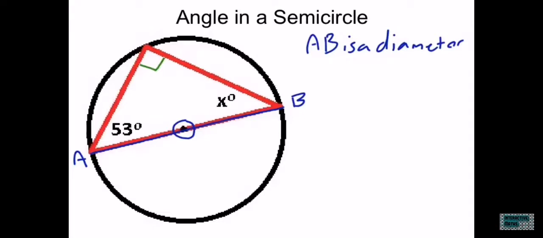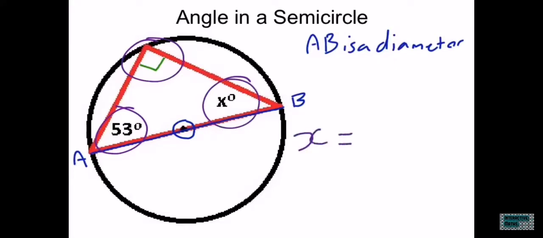Because it's a semicircle, we know that angle up there is 90 degrees. So now we know that the three angles, 53, 90 and x, add up to 180. And that gives us an answer that x is equal to 37 degrees.